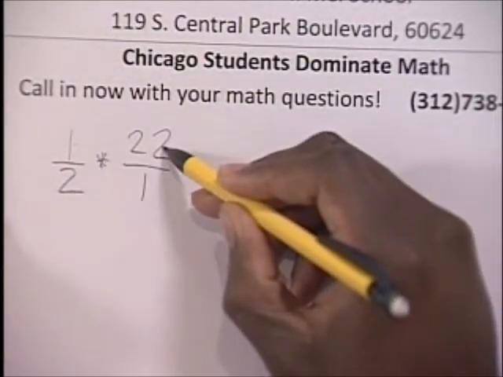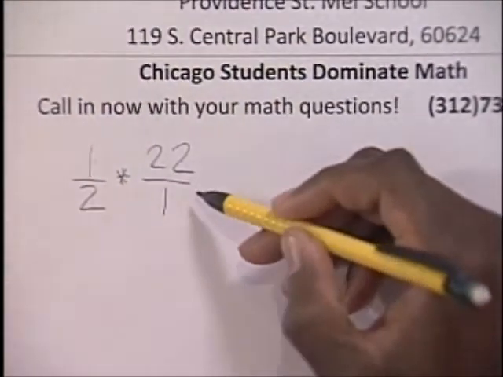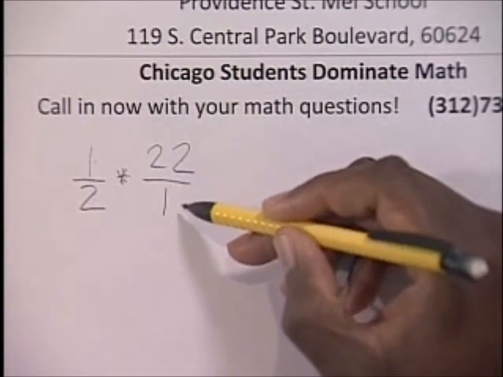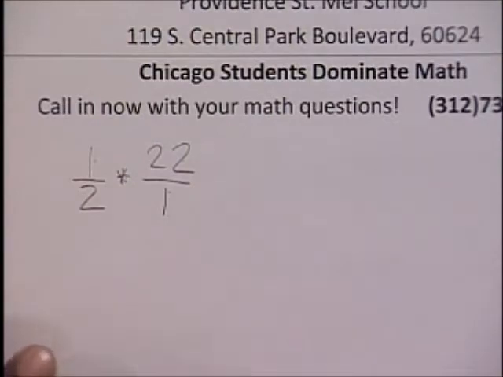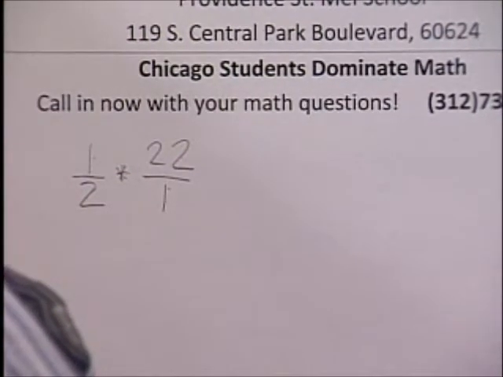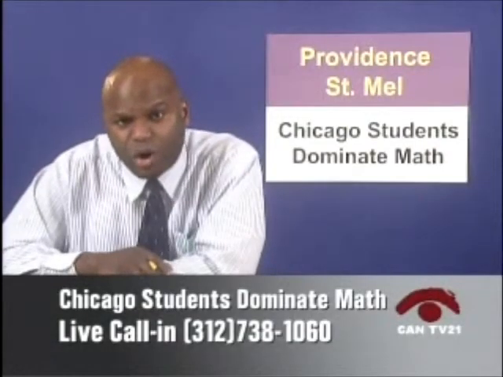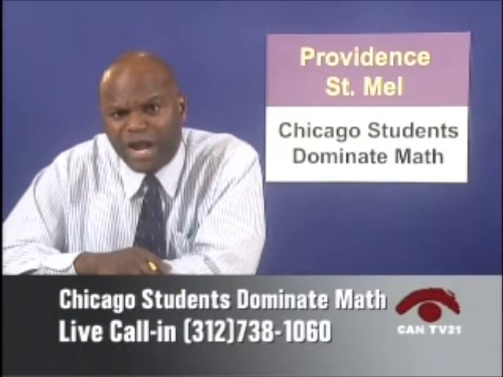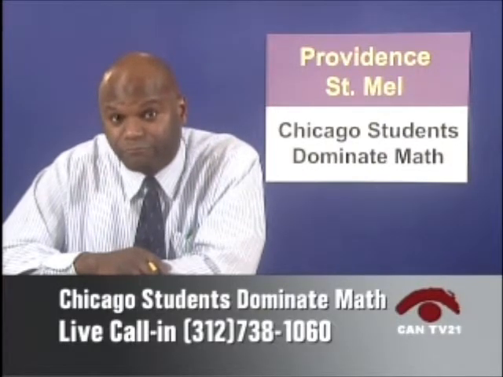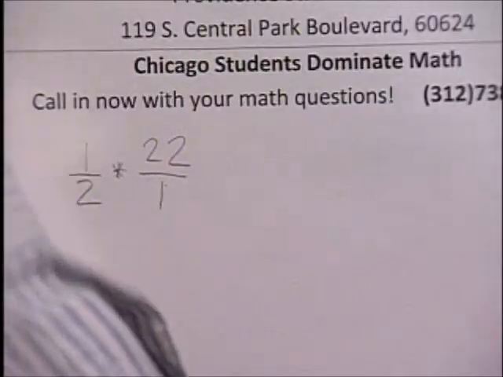1/2 times 22. I want you to notice that this problem is similar to the problem we did earlier today. Another way to say 22 is 22 over 1. Are you okay with that, caller? Yes. Are you okay with me, instead of writing 22, writing 22 over 1? Yeah. You understand that's the same thing? Yeah.